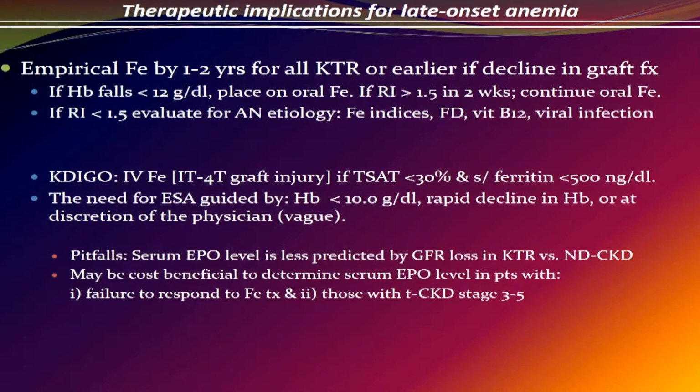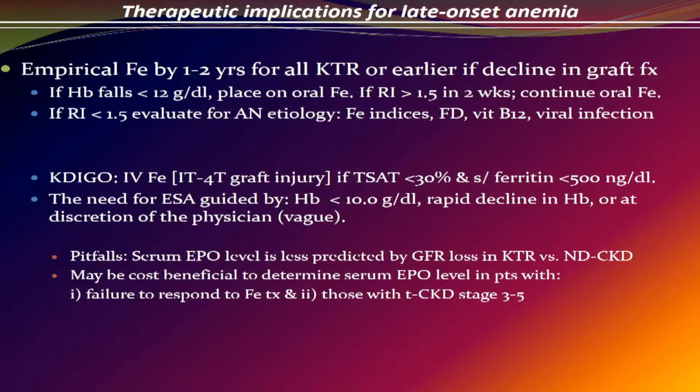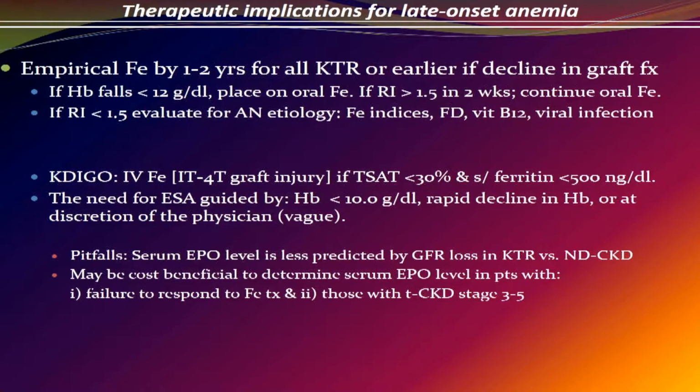Now, as for late onset anemia, we could do empirical iron at 1 to 2 years for all kidney transplant recipients, or earlier if we detect a decline in graft function. Then we should perform a reticulocyte index in 2 weeks. If the reticulocyte index is high, then we continue with the oral iron therapy. If it is low, we evaluate for an alternative etiology. Things to focus on may be folate deficiency, vitamin B12, and viral infection.